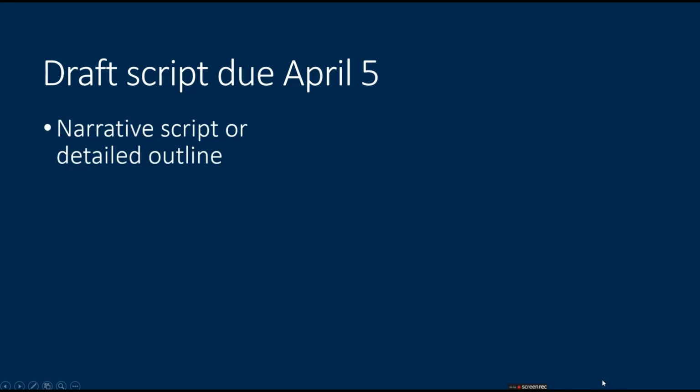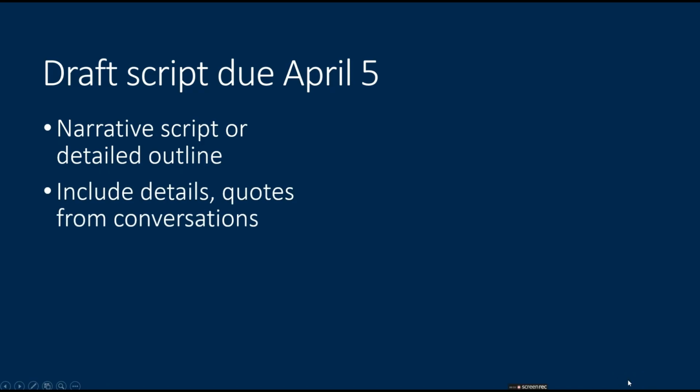You can either write it out as a narrative script, meaning everything that you plan to say, or if you prefer, you could create a detailed outline. But what's going to be important is for this to be detailed. Include details that could include quotes, specific information from your conversations.